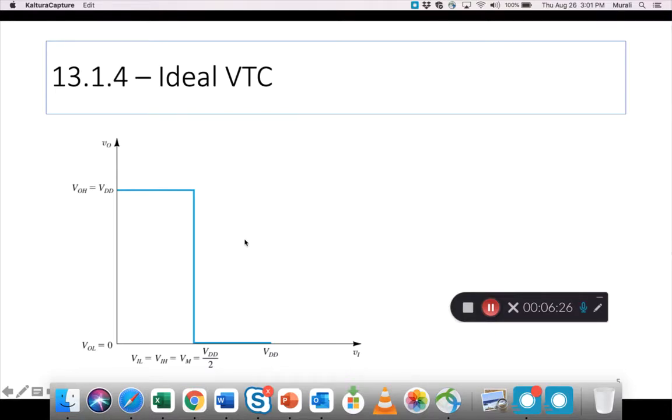So here's an ideal VTC again. As we had seen, it looks like this. We saw this on the first slide also. But here's a few other new things that we have identified, new levels. So for example, VOH is shown to be VDD. And VDD is generally the main bias battery voltage. VOL we are showing as 0.